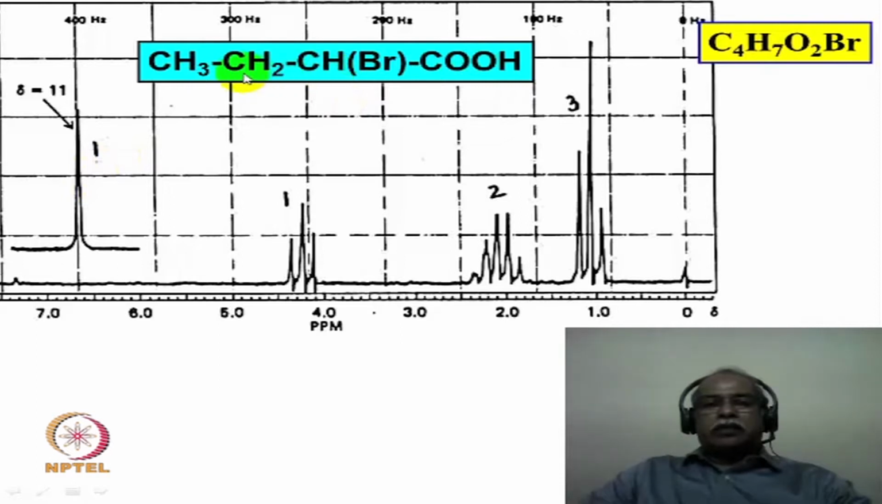The CH, which has adjacent 2 hydrogens, appears as a triplet because it is di-substituted, connected to both electronegative bromine as well as the electron-withdrawing COOH group. It comes around 4.3 ppm or so.